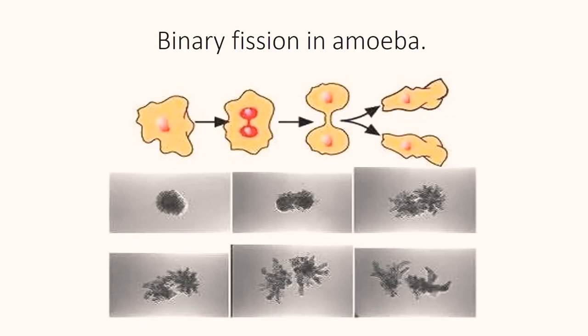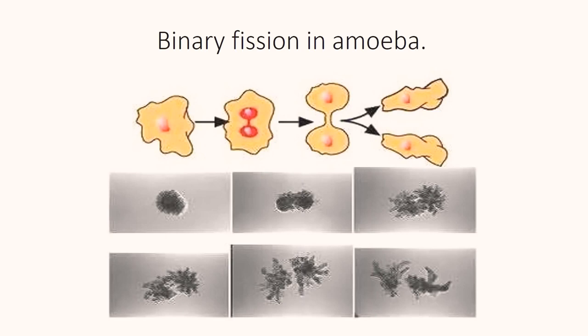Let us study about binary fission in amoeba. It is the most common mode of reproduction found in amoeba. This normally takes place during favorable period of life, that is optimum temperature, availability of food in plenty, etc. Binary fission results into two daughter individuals by a single division.